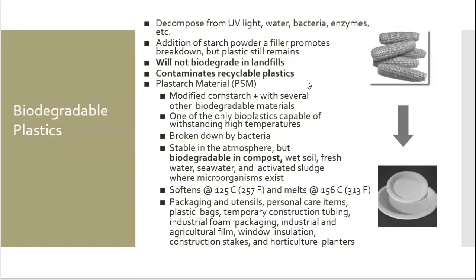What I'm getting at is that what really has to happen with plastics is, frankly, creating markets for recyclable plastics. Okay, so there's a good material, Plastarch material, or PSM. It's a modified cornstarch. It has other biodegradable materials in it, and it can be broken down by bacteria, and it's stable in the atmosphere, but it's only going to biodegrade with compost. You have to have all those elements: UV light, water, bacteria, enzymes, what have you. And you can find packaging and utensils and bags and things like that that are made from this biodegradable plastic. So there may be an application for this, but I think on a large scale, absolutely not.